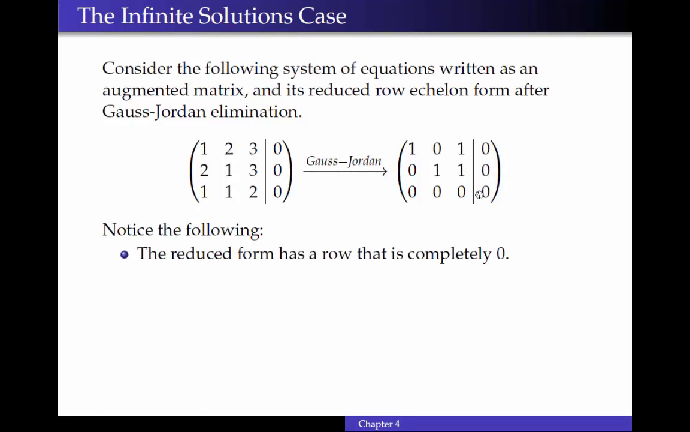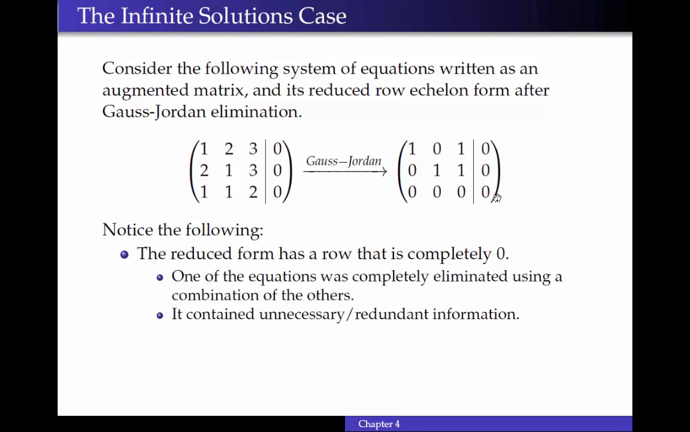First of all, there's a row that is completely zero. What does that mean? It means that one of our equations was completely eliminated using just a combination of the others. Therefore, it must have contained unnecessary or redundant information that was already captured by the prior two equations.